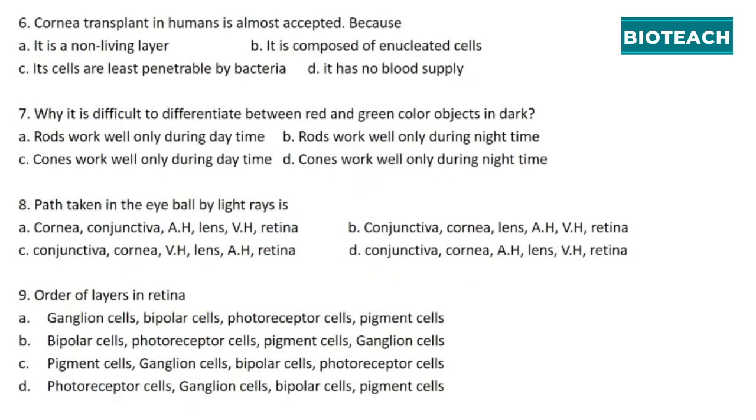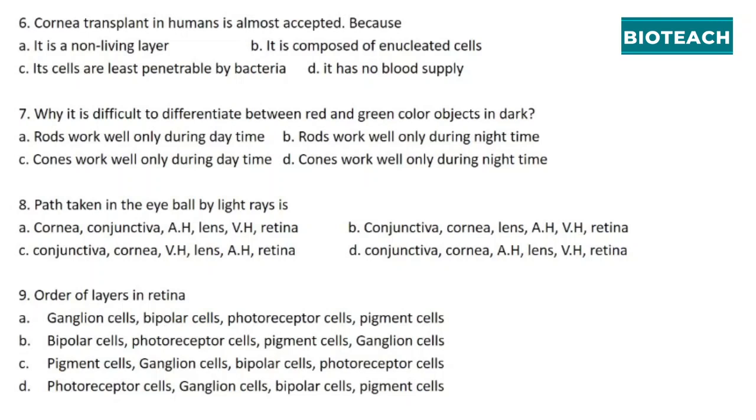Question number 6. Cornea transplant in humans is almost always accepted because the cornea is avascular. It doesn't have any blood vessels. So that's the reason it can be transplanted to anybody. So the answer is D. It has no blood supply.